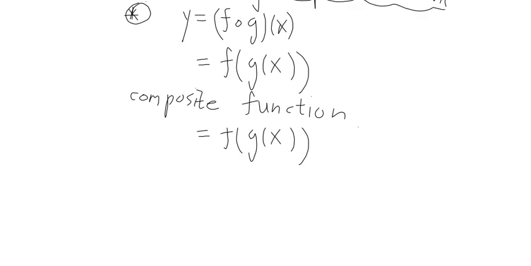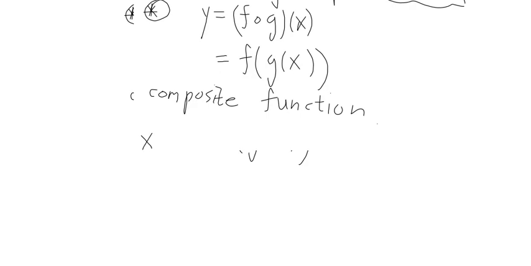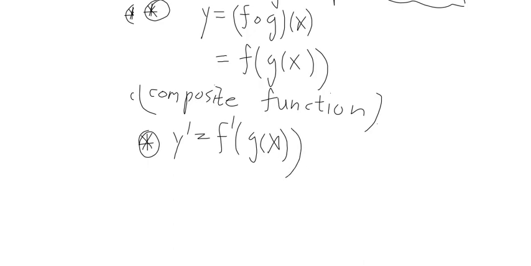Now, let's look at finding the derivative of a composite function, which is defined as the chain rule. So how do we do that? If we take the derivative of our function here, y equals f of g of x, this now becomes y prime is equal to f prime of g of x times g prime of x. This is the derivative formula of a composite function.